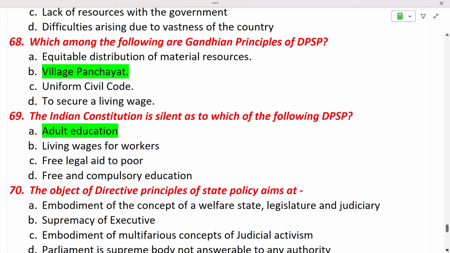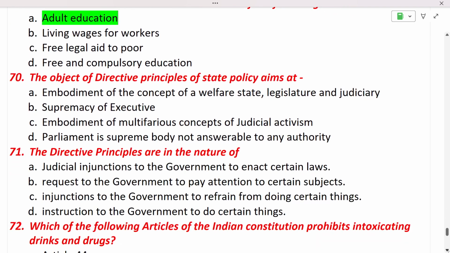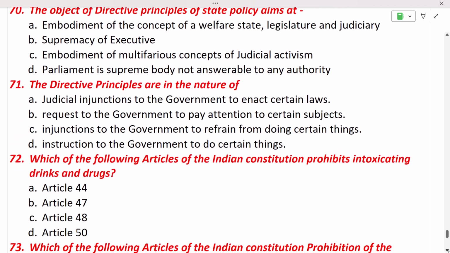Next, move to question number 70. The object of directive principles of state policy is: Option A, embodiment of the concept of a welfare state, legislature and judiciary. Option B, supremacy of executive. Option C, embodiment of multifarious concepts of judicial activism. Option D, parliament is supreme body not answerable to any authority. So the answer is A.